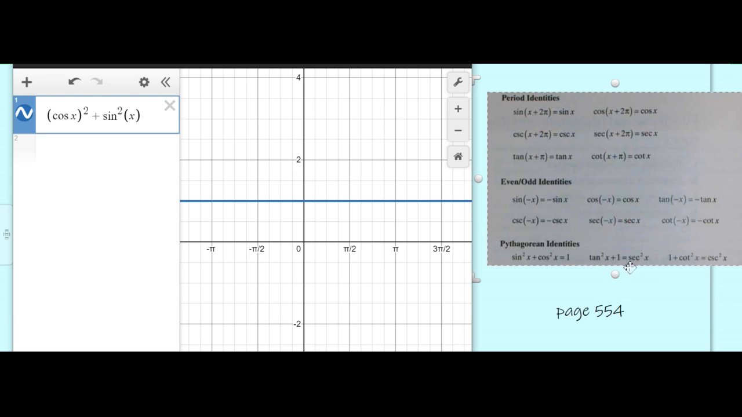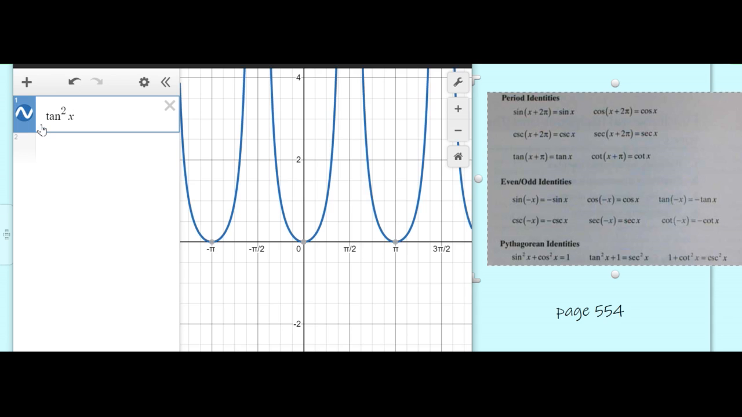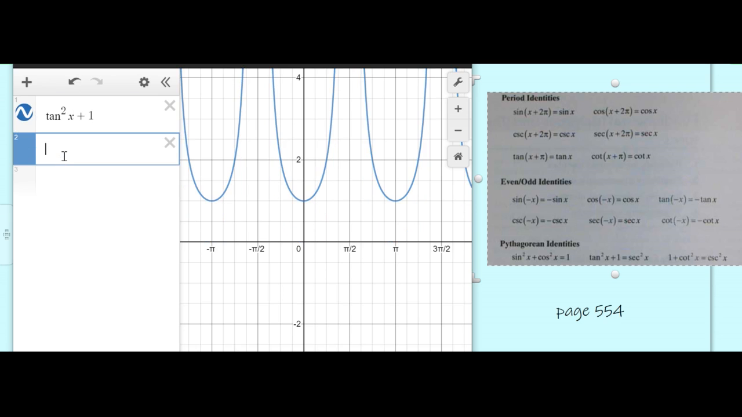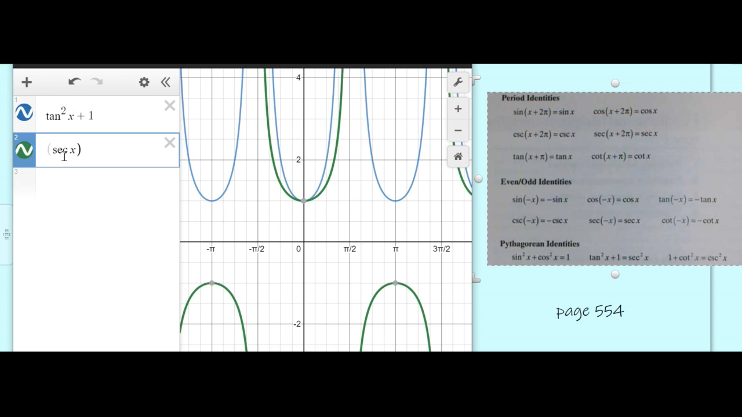If you add tangent squared plus 1, you'll get secant squared. We could just look at that to see. So tangent squared of x. It's squared, see? It's not regular tangent that would go down and then down. And then we're going to say plus 1, and that's equal to secant of x all squared.